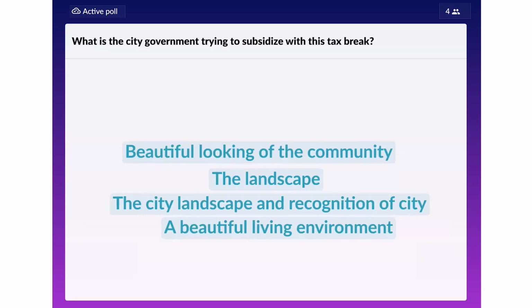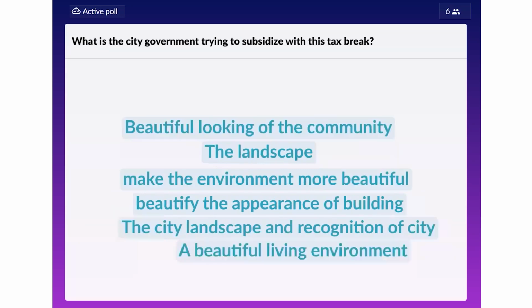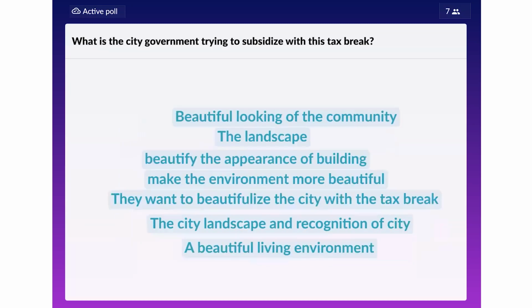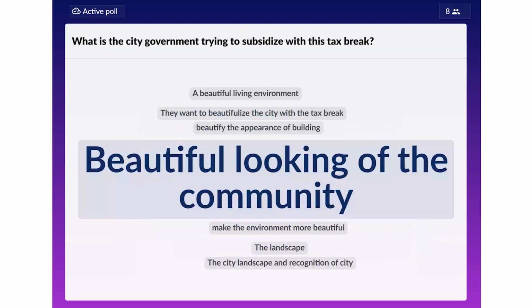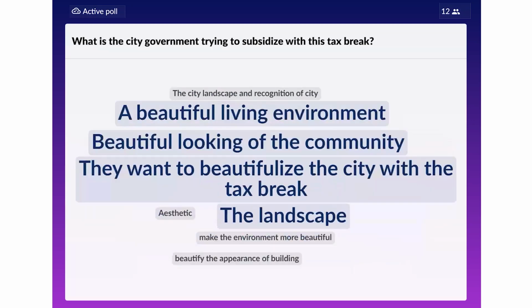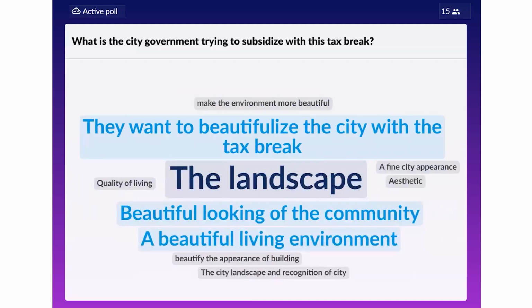Okay, so the answers are coming in. That's very good. Beautiful looking of the community. The city landscape and recognition of the city. Beautiful living environment. Yeah, make the environment more beautiful. Aesthetics, yeah, that's right. A fine city appearance, yeah.